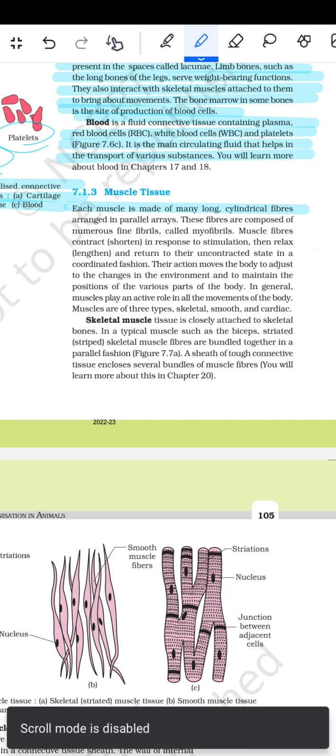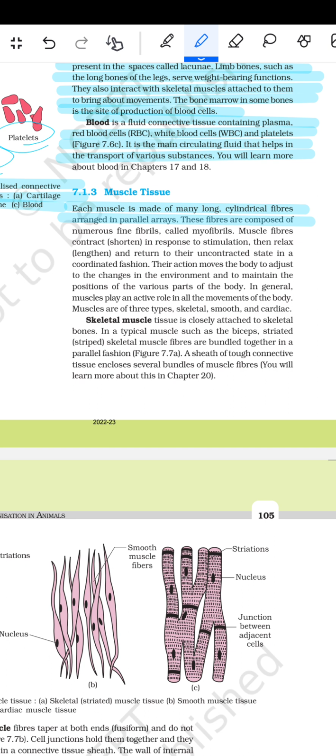Each muscle is made up of many long cylindrical fibers arranged in a parallel array. These fibers are composed of numerous fine fibrils called the myofibrils. Muscle fibers contract, shorten in response to the stimulation, then relax, lengthen, and return to the uncontracted state in a coordinated fashion. Their action moves the body to adjust to the changes in the environment and to maintain the position of the various parts of the body.